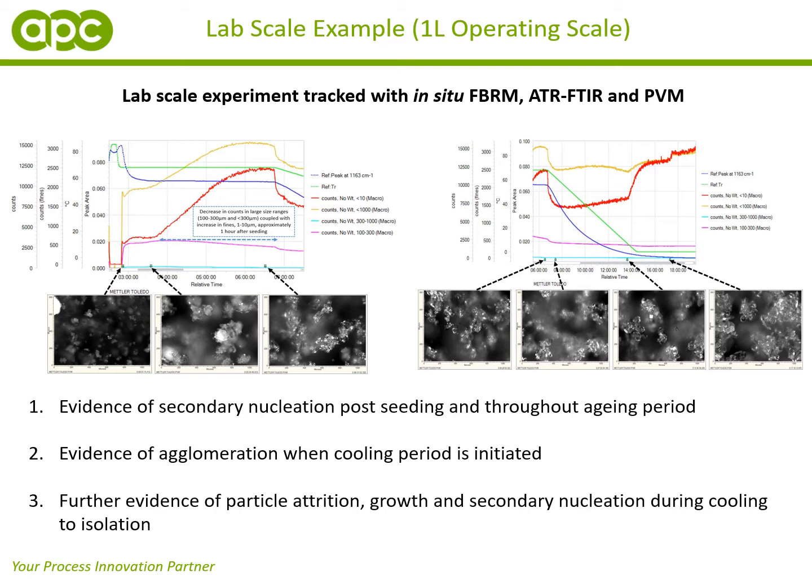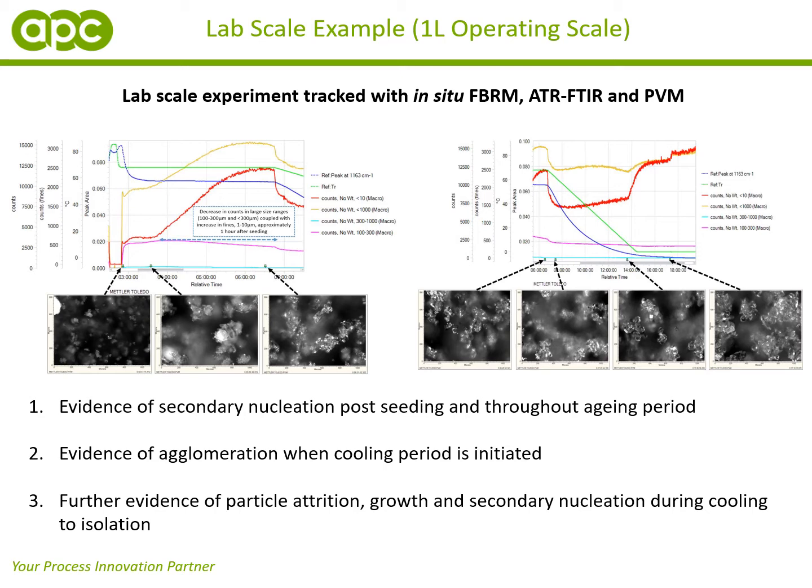It's then cooled to 72 degrees where a seed is added. It's then aged for approximately 4 hours. And in the image on the right, what's apparent is after seeding, there's a significant amount of secondary nucleation occurring. And this is indicated by the changes in the less than 10 counts being measured by the FBRM.